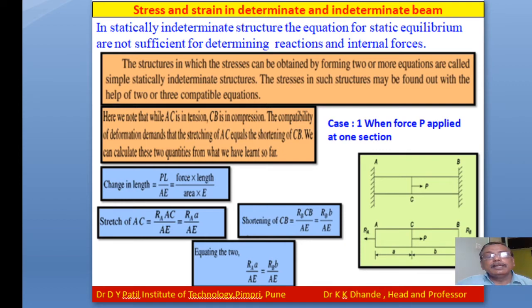Simultaneously there is a decrease in length in the section BC, which is shown by RB into B. RB is the reaction, which acts in the leftward direction here. RB into these dimensions B divided by AE. So here we are seeing that the increase in length in the bar AC is equal to the decrease in length in the bar BC. So we can equate equations 1 and 2.